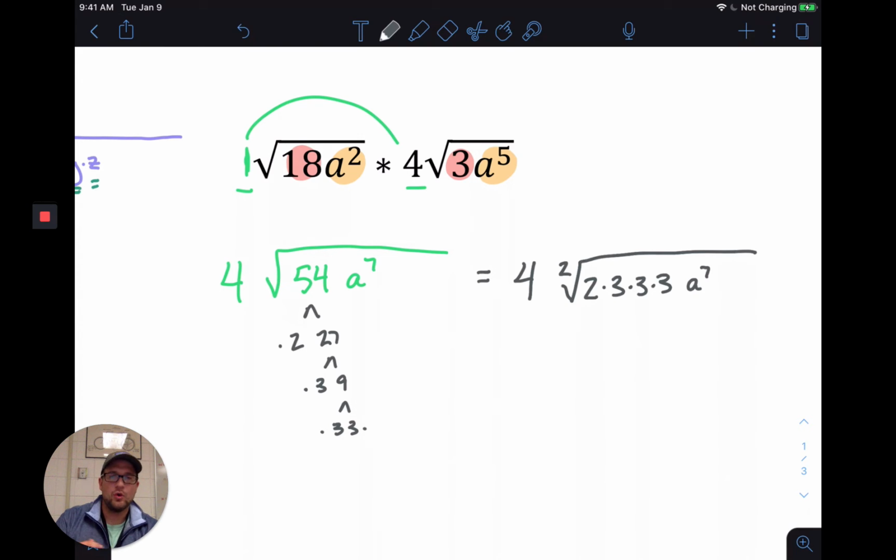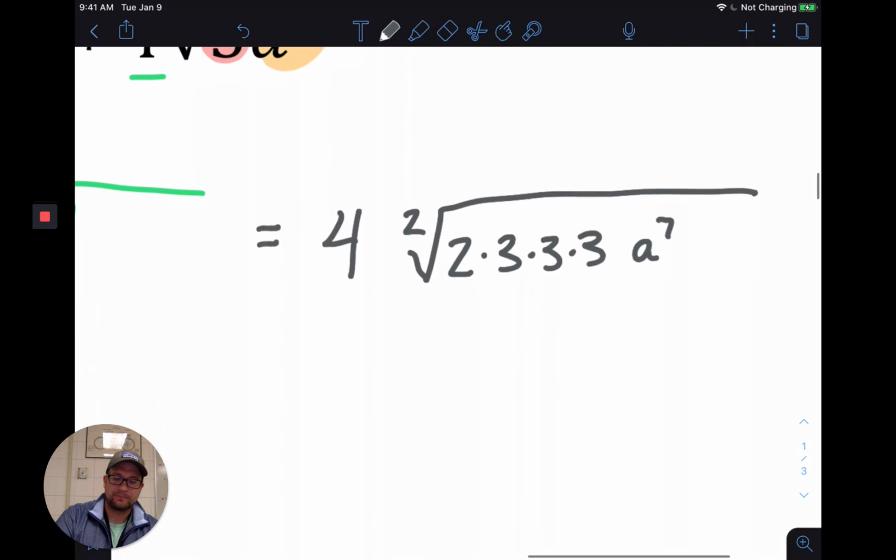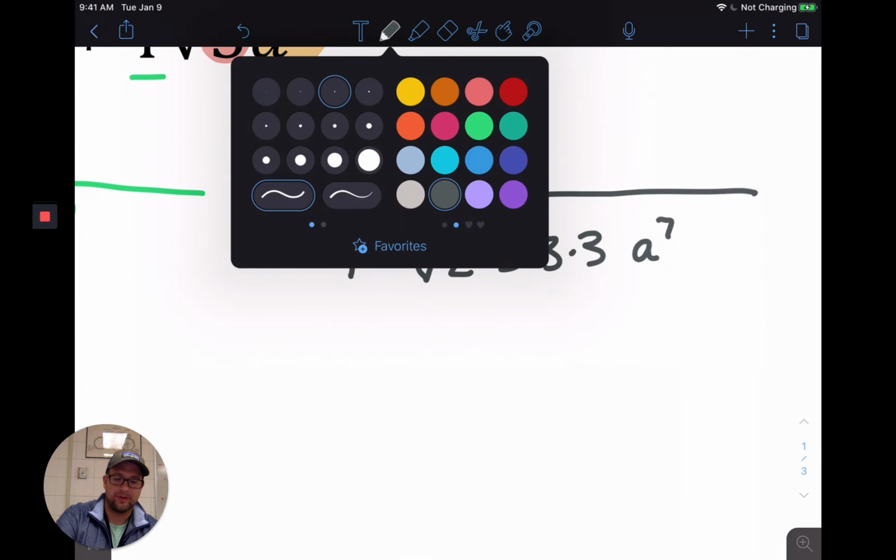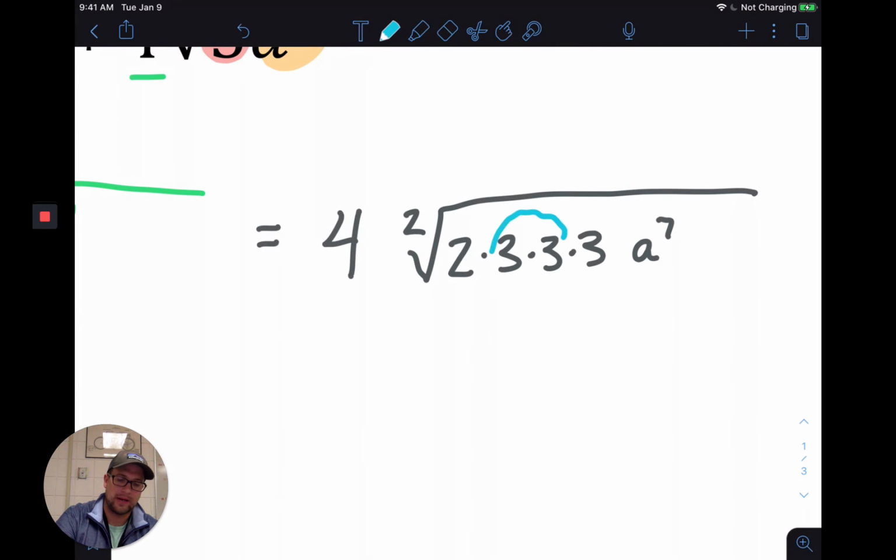Now, you could string out those a's if you wanted to have 7 of them and then circle your pairs and pull it out. Or we can just think a little bit more methodically about it. And that's what we'll do in this particular one. So again, we look for our pairs. I can pull out a 3. Remember that 3 gets multiplied to the outside number if there is one. So 3 times 4 gives us 12.